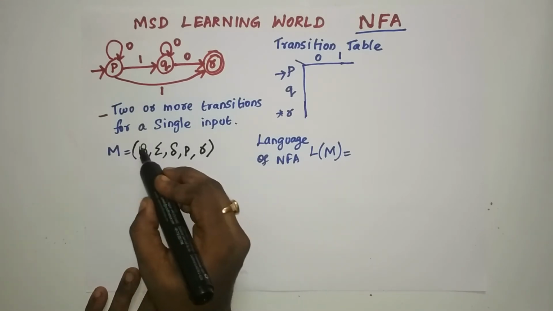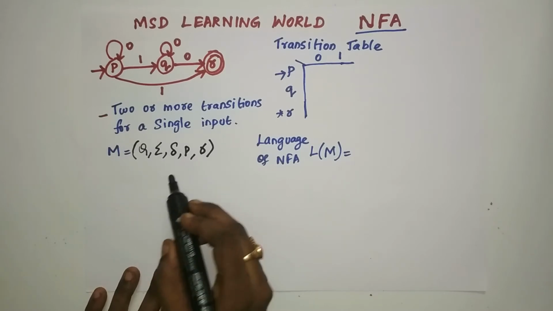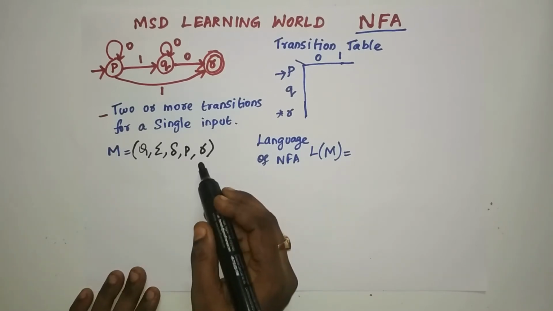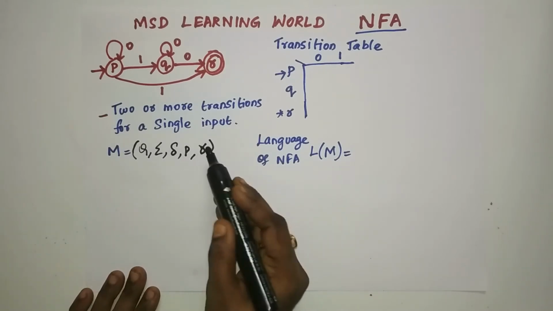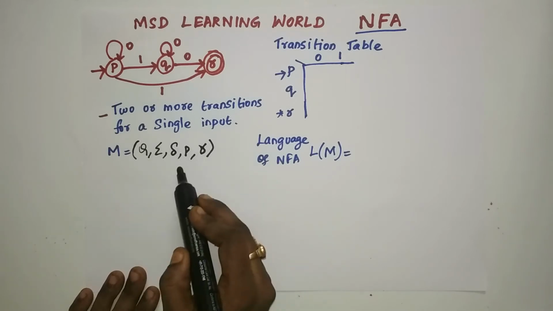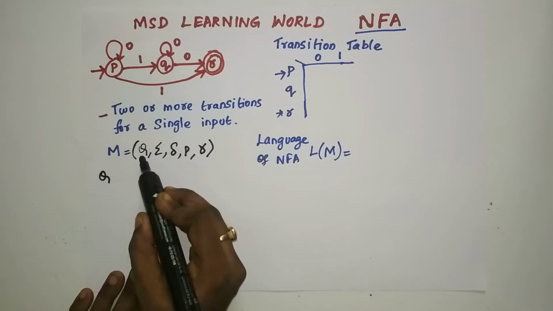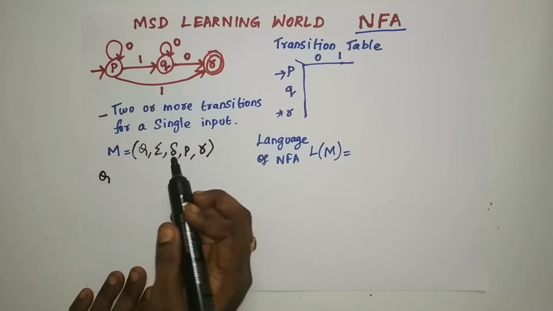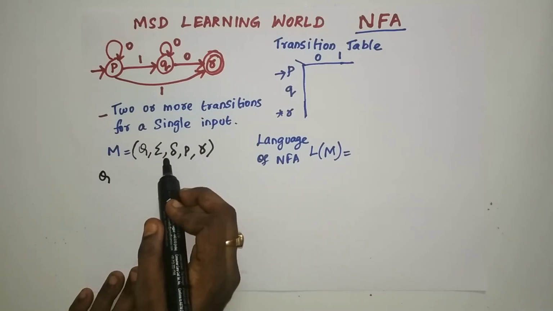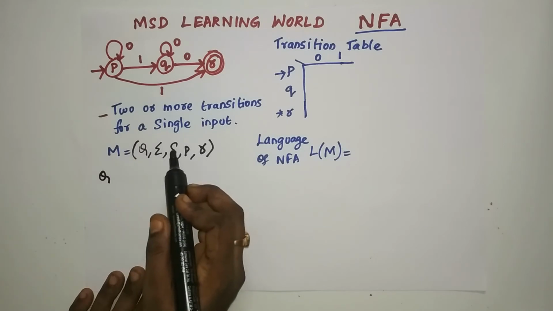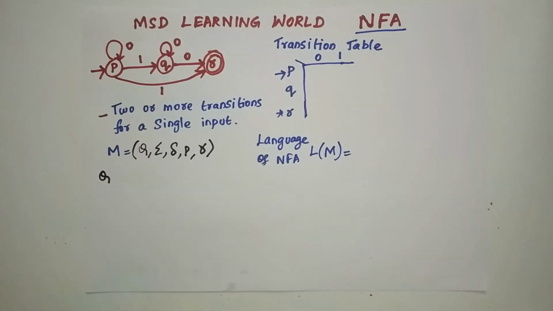The machine components are all the same as those of a DFA. Then how does it differ? In what way does it differ? Let us continue seeing each and every component, and we can decide in which component it differs. Sure, it differs only in the transition function.